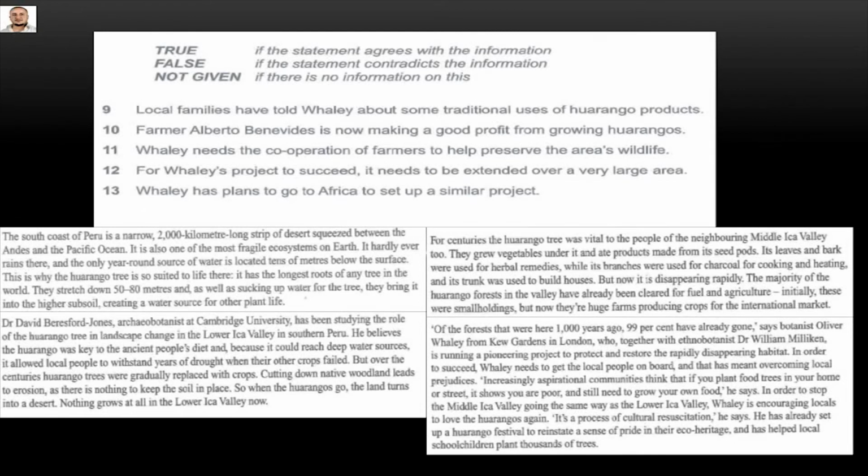Number 9. Local families have told Wally about some traditional uses of Horango products. I have read nothing about this. It doesn't say they told them, doesn't say they didn't. So until now it's not given. Let us make sure to go on with the other paragraphs, if the next paragraph is talking about Wally.